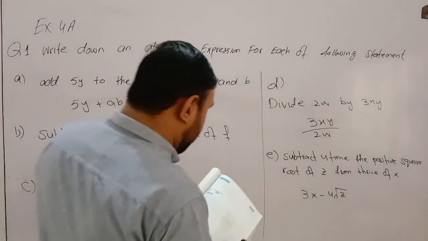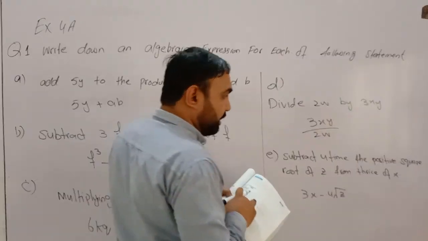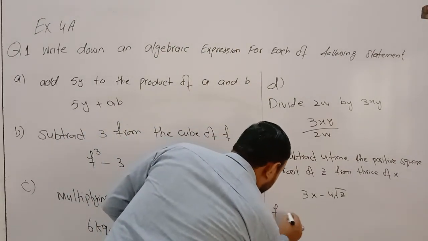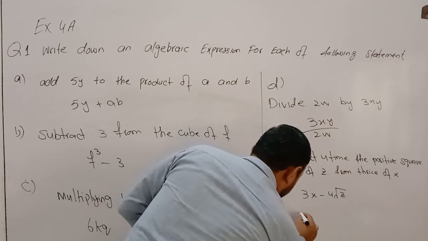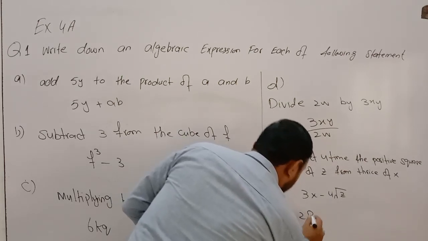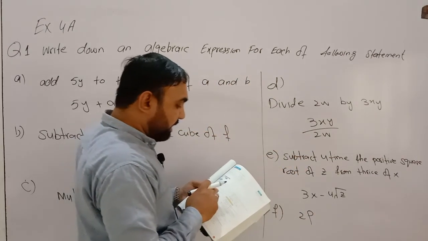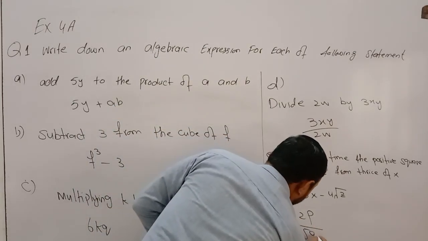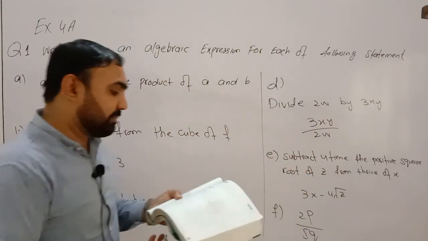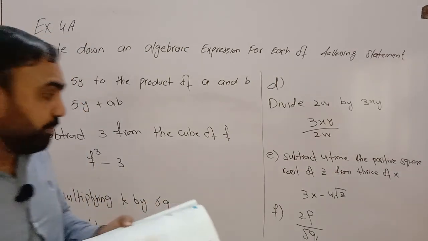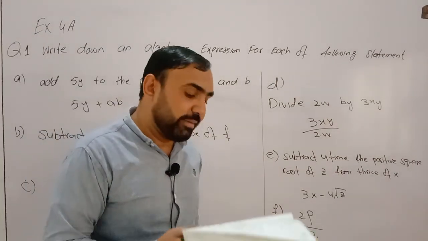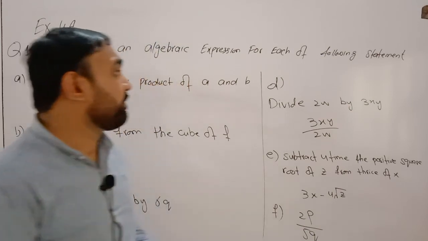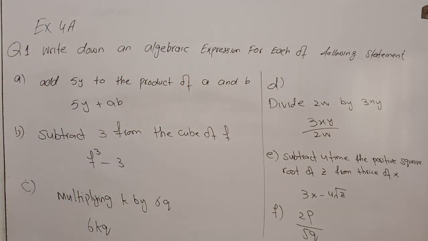Now the last part: twice the variable p divided by the product of 5 and q. 2p divided by 5q. Exercise 4a, question number 1, complete.